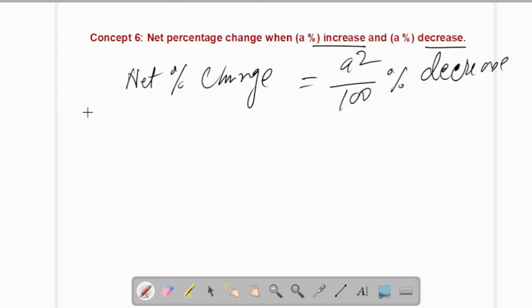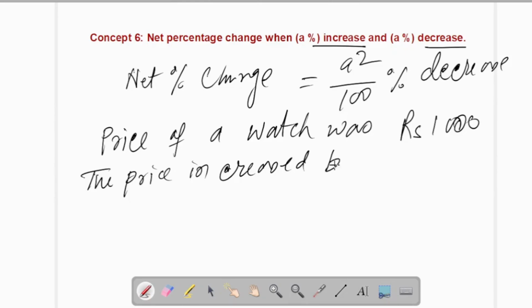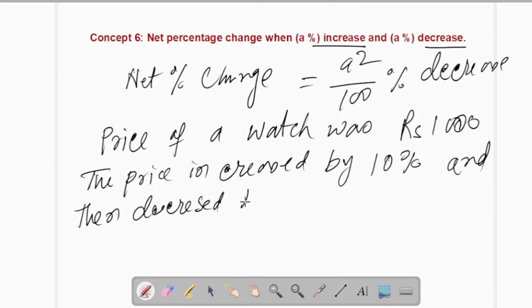Suppose I am giving a question. The price of a watch was rupees 1000. The price increased by 10% and then decreased by 10%. What is the net effect of the price on the watch? What will be the net effect?